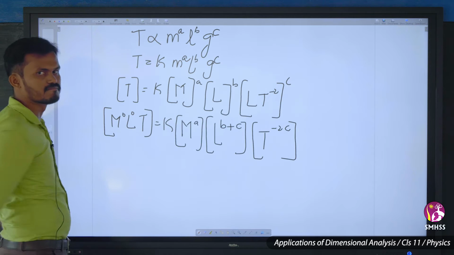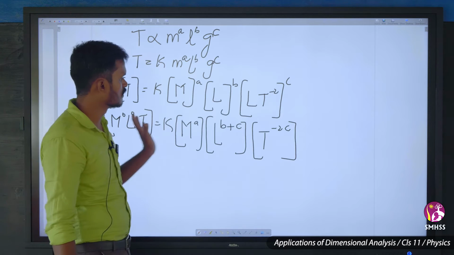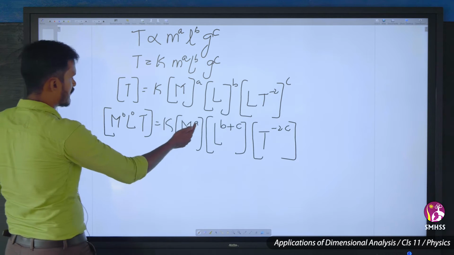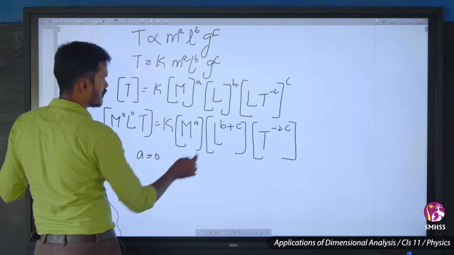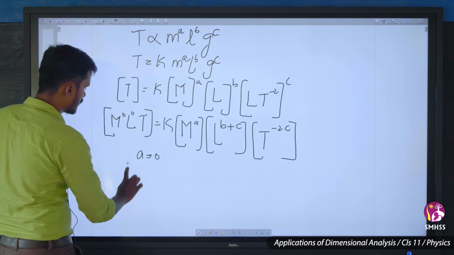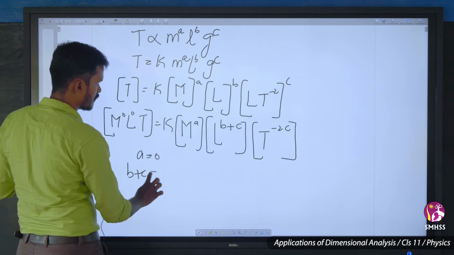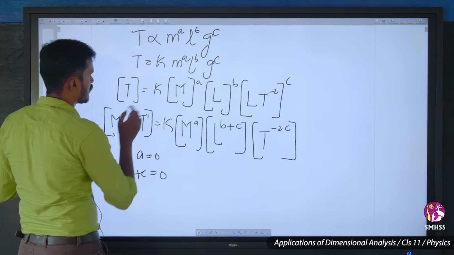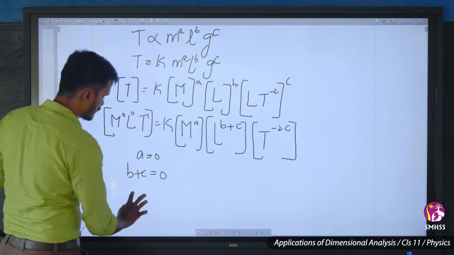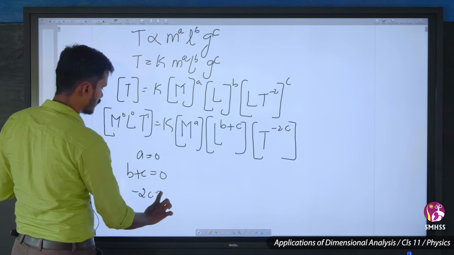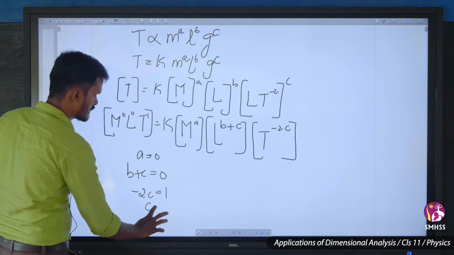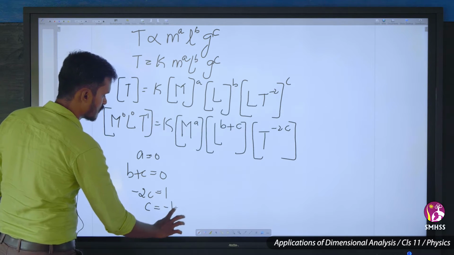Now, compare the powers on both the sides. For M it is a is equal to 0. For L it is b plus c is equal to 0. For T it is minus 2c is equal to 1. So, c is equal to minus 1 by 2.